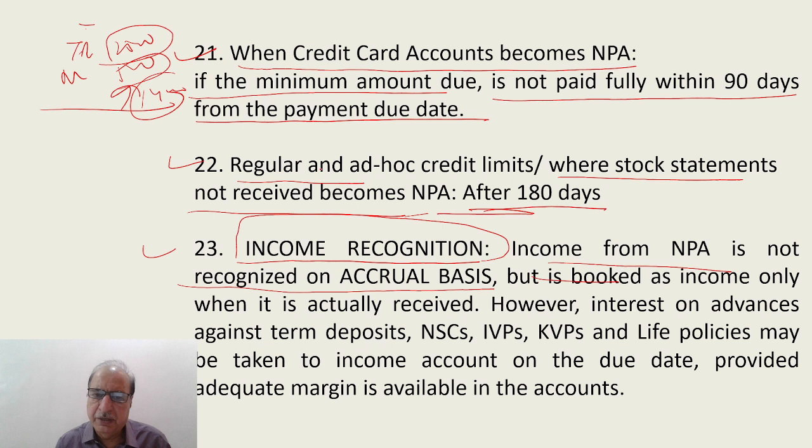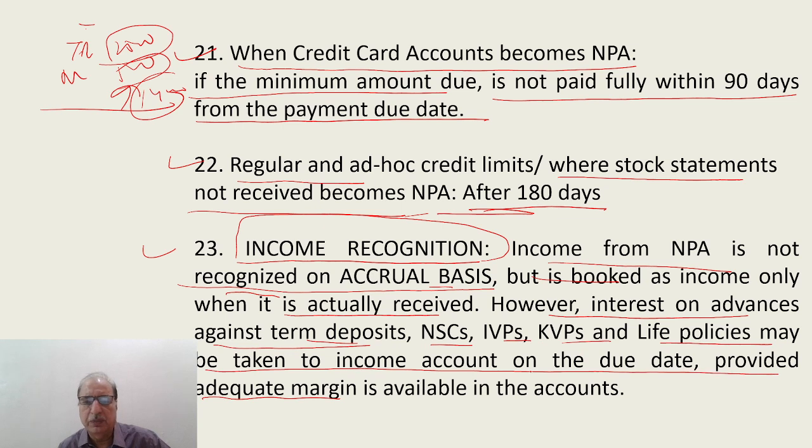However, interest on advances against term deposit, NSC, IVP, KVPs, and life policy may be taken into income account on the due date, provided adequate margin is available in the accounts. So income recognition simply says income from NPA is not recognized on accrual basis, but it is booked as income only when it is actually received. However, interest on advances against term deposit, NSC, IVP, KVP, life policy may be taken into income account on the due date, provided adequate margin is available in the account. So clear about it?